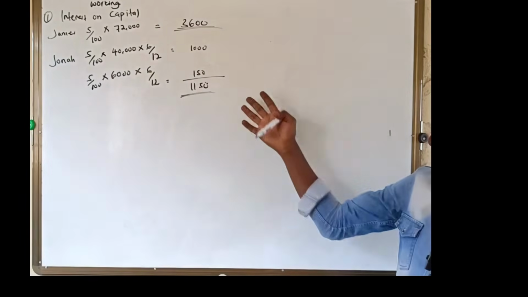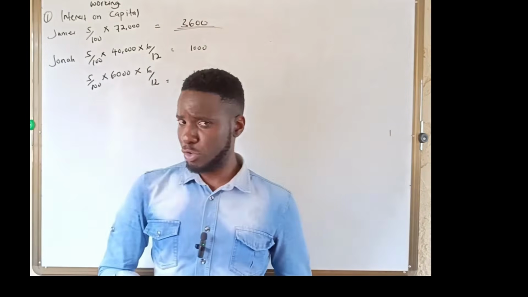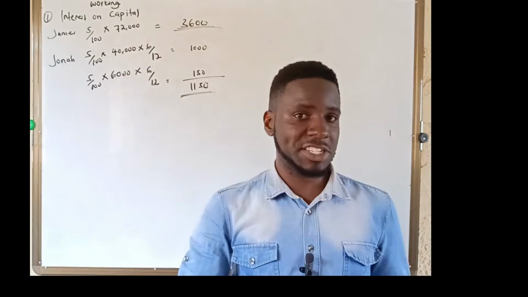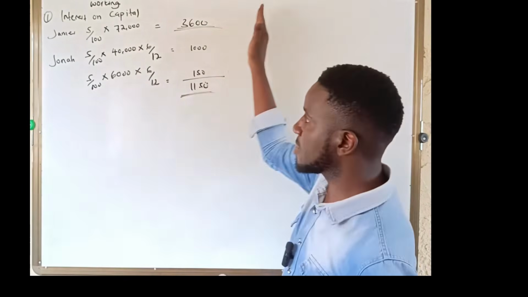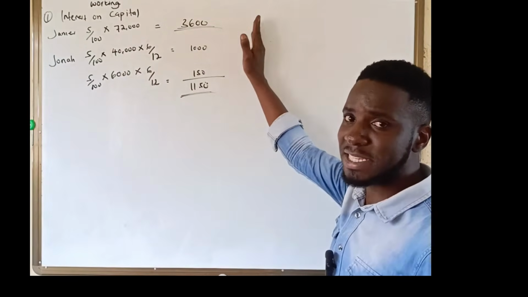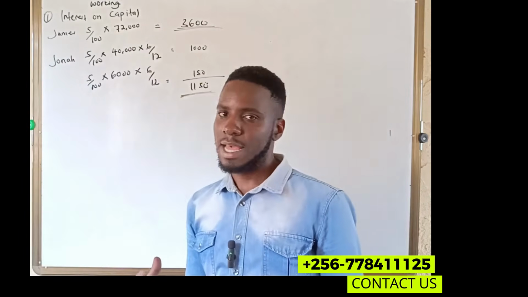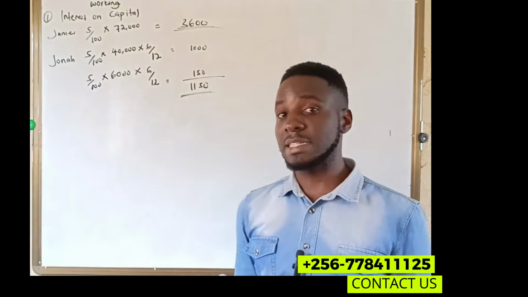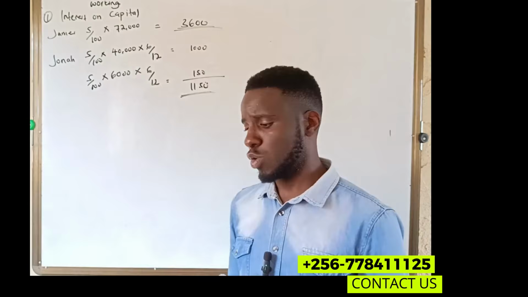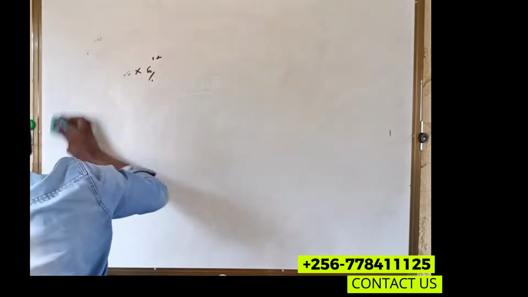So we are done with this. Next, we are lucky that our interest on drawings was given to us. Otherwise, we would have also calculated it if it was a percentage. We would get the percentage and multiply it by the amount of drawings that these people took from the business. But we are lucky enough that this time they calculated them for us, so they gave us a figure. So that means we can start and do our profit and loss appropriation account.